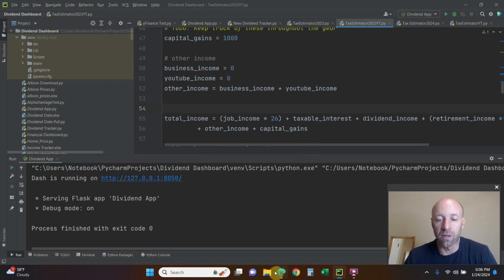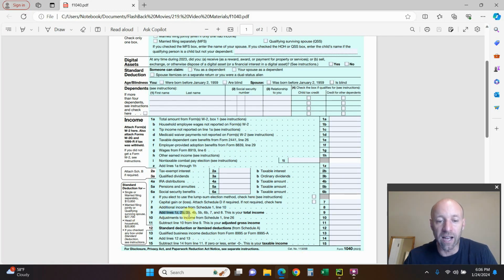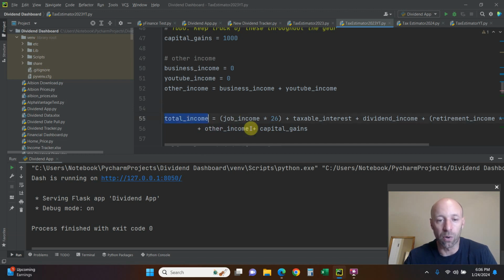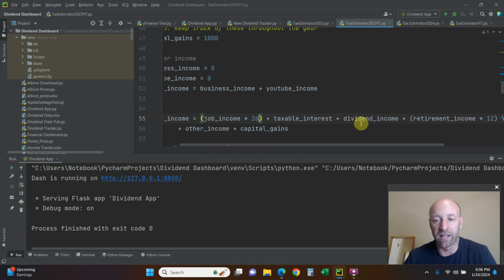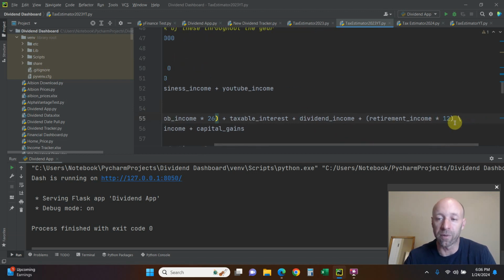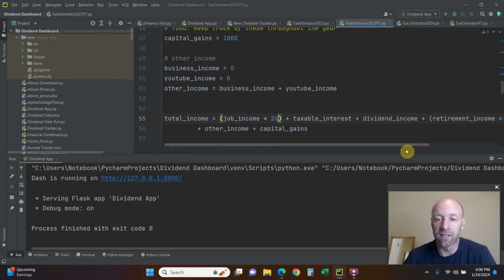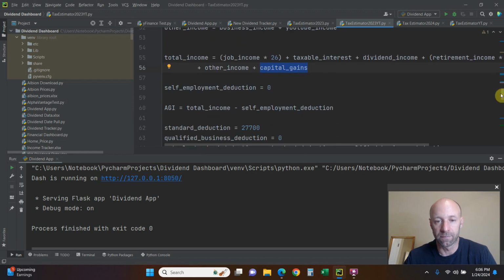So then what we do, I'm sorry, I should have left it on there, is you add lines 1Z, which is all of these right here, 2B, 3B, taxable interest, ordinary dividends, taxable IRA, etc., 7 and 8, which is your capital gains, and this is your total income. So it's literally total income, which is my job income times 26, taxable interest, dividend income, retirement income times 12 for me. That means a new line: other income and capital gains. And that gives you your total income.